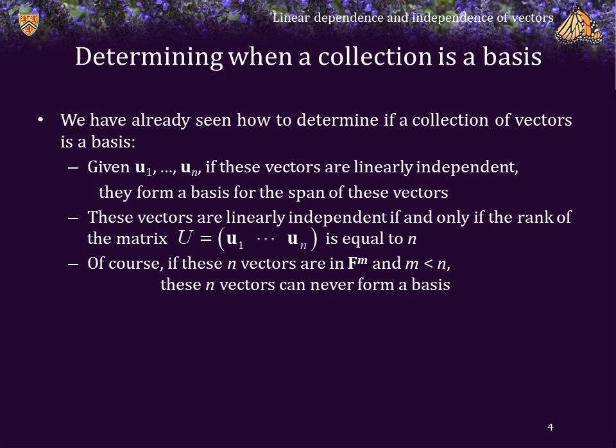Of course, if these n vectors are in the vector space of either real or complex numbers, R^m or C^m, and where m is less than n, then these n vectors can never form a basis, because if you have 10 vectors in R^5, those 10 vectors cannot be linearly independent. If they cannot be linearly independent, they cannot form a basis.